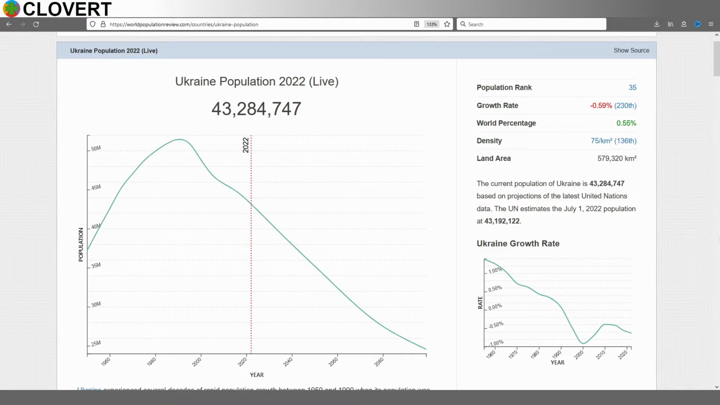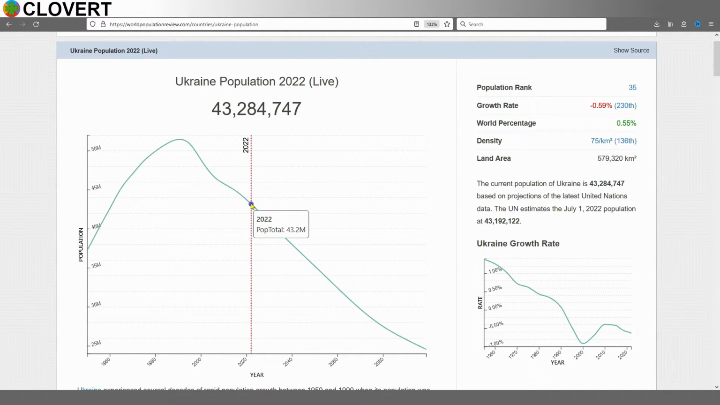Now this is the current graph right here. It starts in 1950 and does a projection all the way up to 2099. Here we see the dotted red line showing you 2022 right now. At first glance, we can see a huge decrease in the population since 1990. So the population of Ukraine has dropped significantly, and this war could mean an even higher drop.